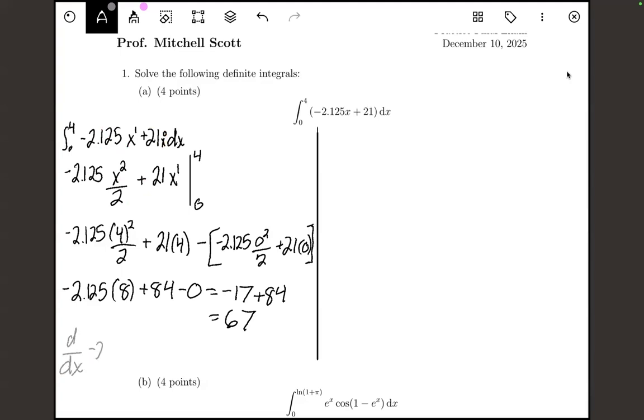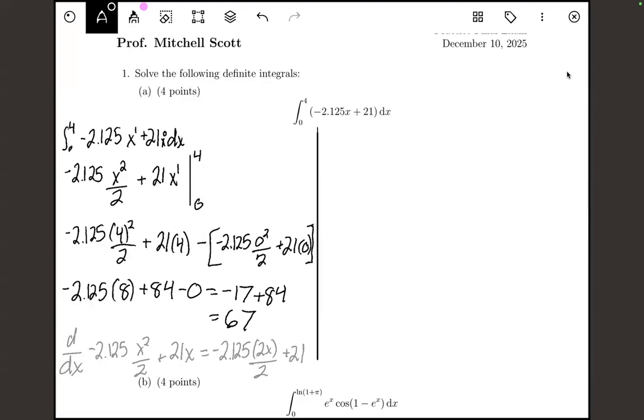d/dx of minus 2.125 x squared over 2 plus 21x, right? So again, we call this process the inverse power rule because when we're taking the derivative, this is just the power rule. So we get minus 2.125 times 2x over 2, and then the second term is just going to be plus 21. So we see that this 2 and this 2 are going to cancel, and we actually end up with exactly the same as the integrand, so we know that we correctly took the antiderivative.